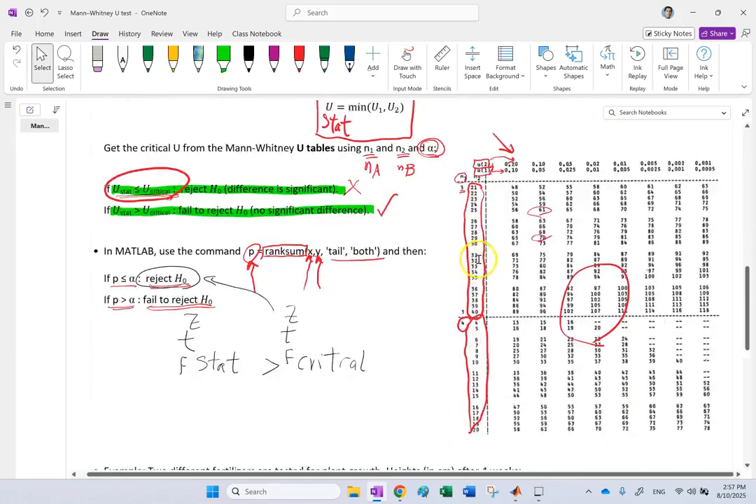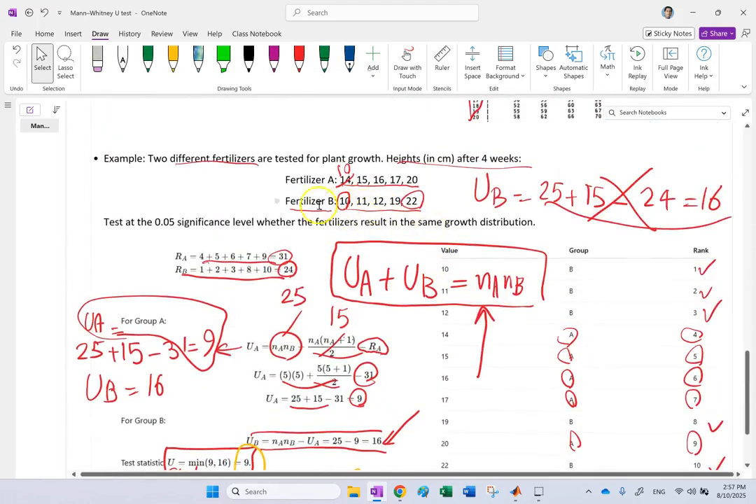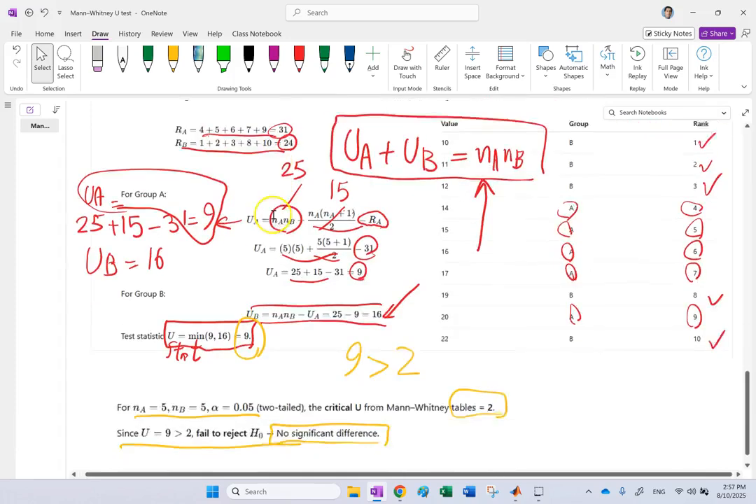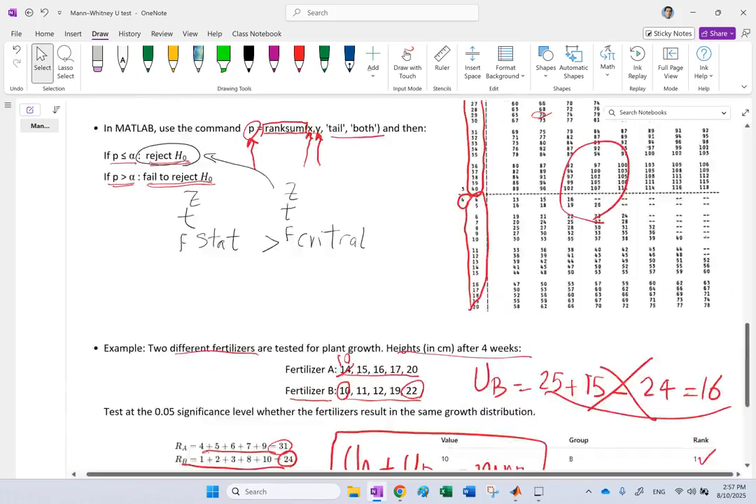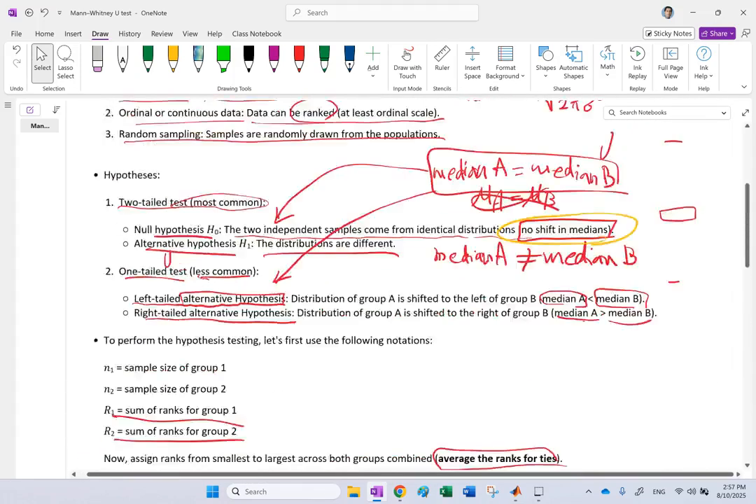So here I have to accept that the median height or growth of plants under fertilizer B is no different than fertilizer A. So this fertilizer was not really as big a difference as they say, B was not much better than A, or A was not much better than B. They are kind of doing the same job, not much of a difference.